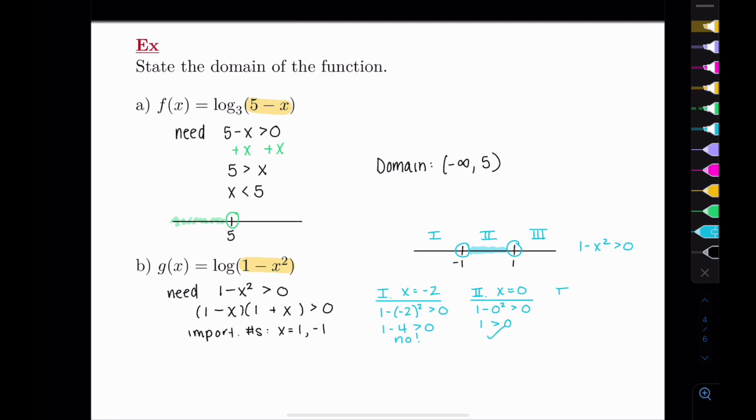And then last but not least, moving on to interval 3, we can pick positive 2 from here. And that would give us 1 minus 2 squared is greater than 0, which is 1 minus 4 is greater than 0, and unfortunately, that one does not work. So really only interval 2 is the one that will make this inside greater than 0. So the domain for this function would be from -1 to +1.